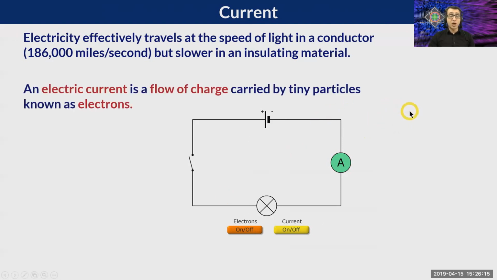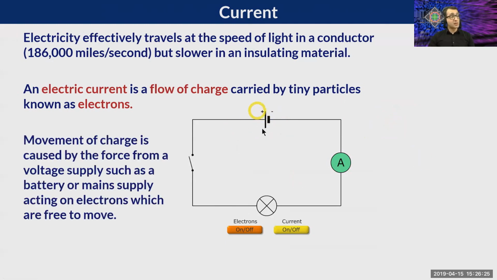So the movement of charge around a circuit is caused by a force which is provided by the voltage supply. This can be an individual cell or a battery of cells. This power supply provides the motive force which pushes the electrons around the circuit. Now, again, this is somewhat of a simplification, but it is essentially useful for GCSE level physics.